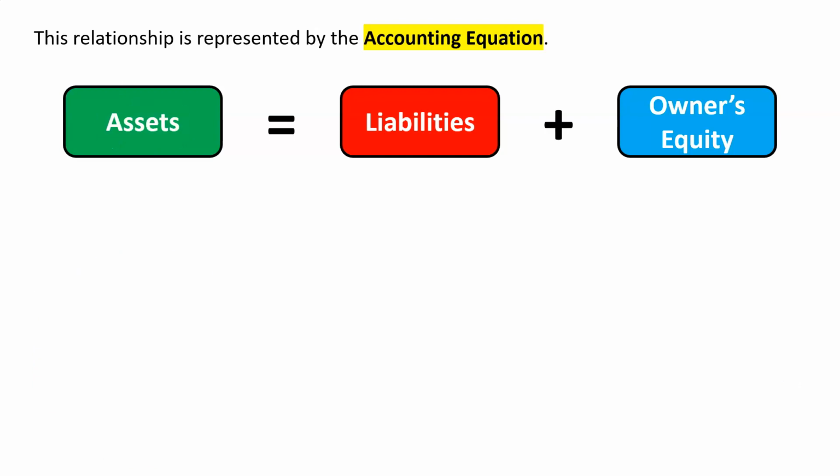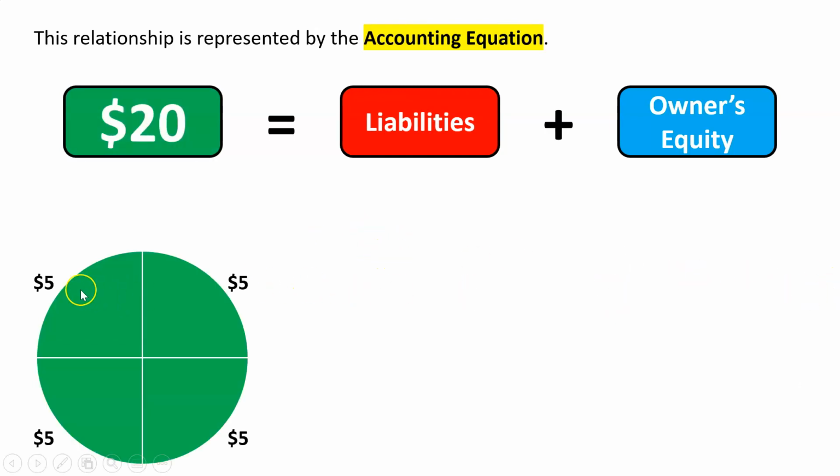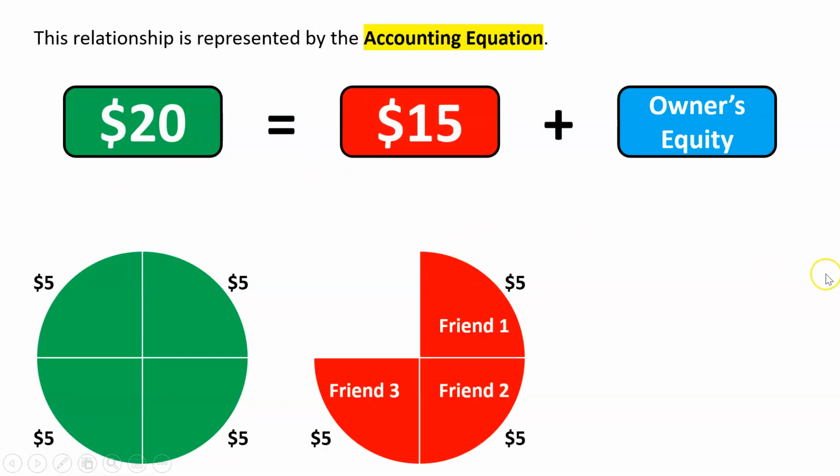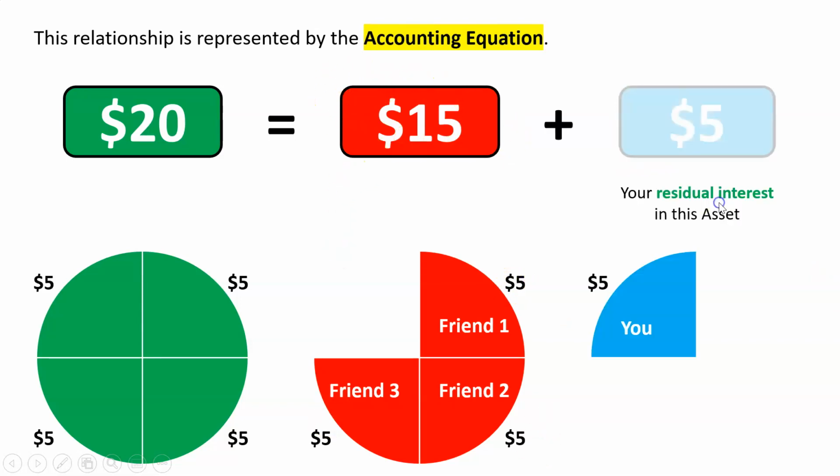So just going back to our pizza. What is the asset? The asset is a pizza. There's four quarters. Each quarter is worth $5. That's worth 20. From your perspective, though, you owe three slices of that pizza to other people. So the three slices are five, five, and five. That's a total of $15. So really, your residual interest in this asset is only the $5 that you're entitled to. And that's how business works.